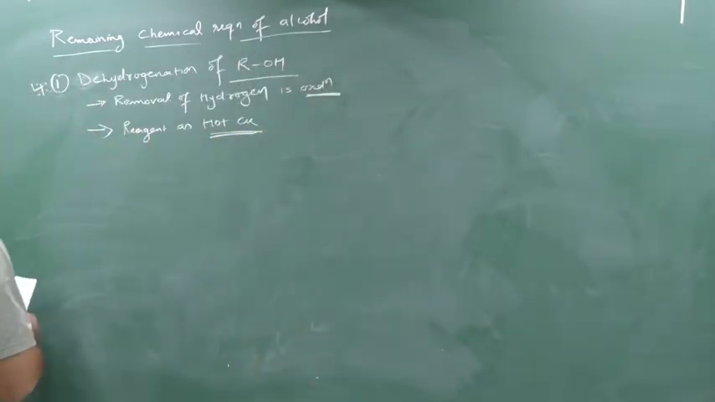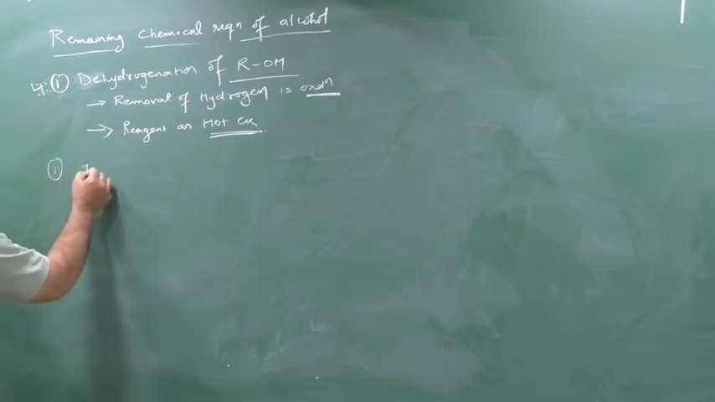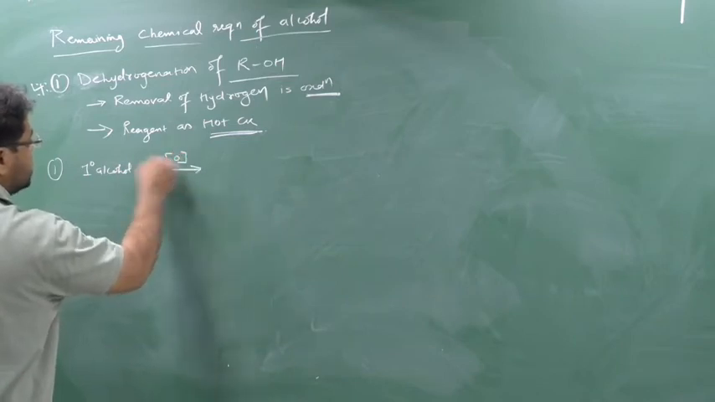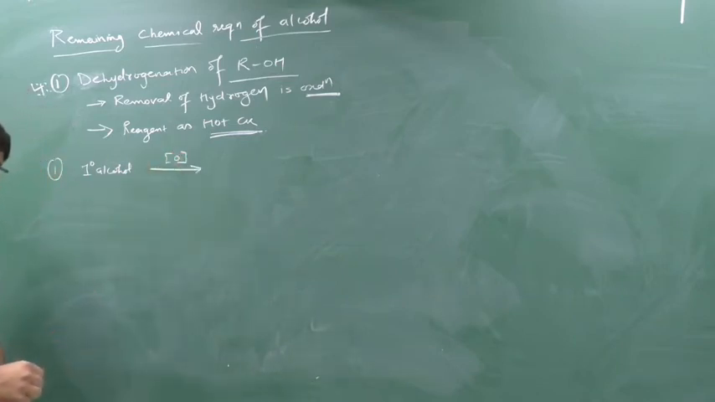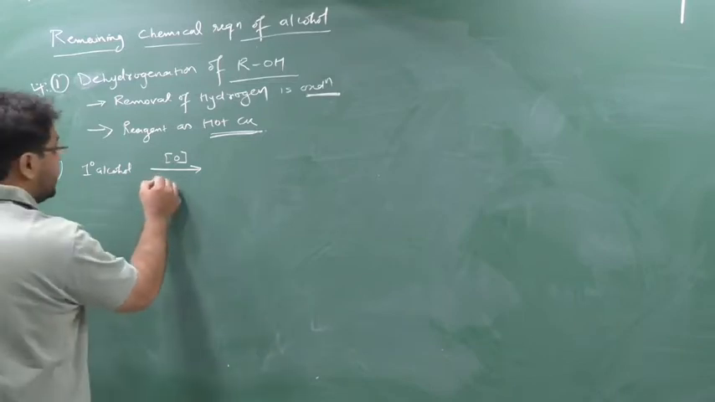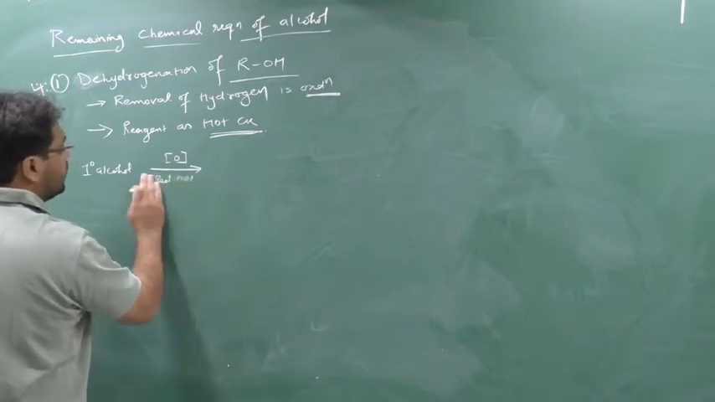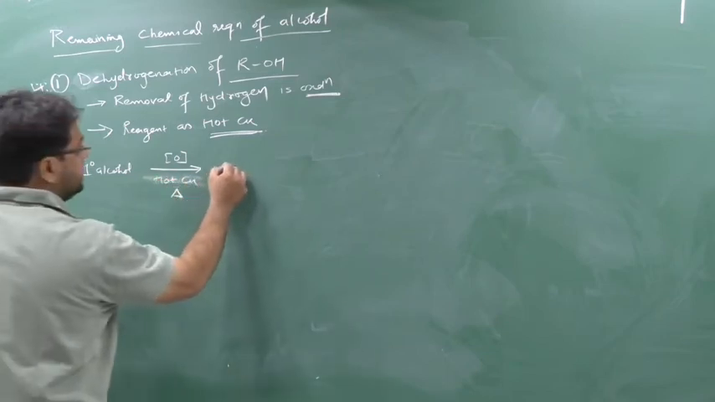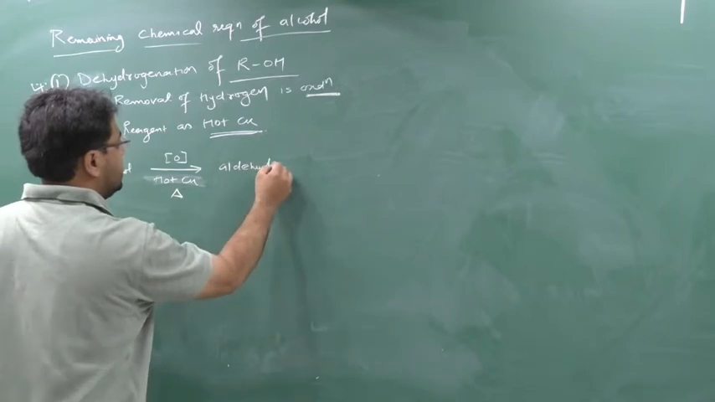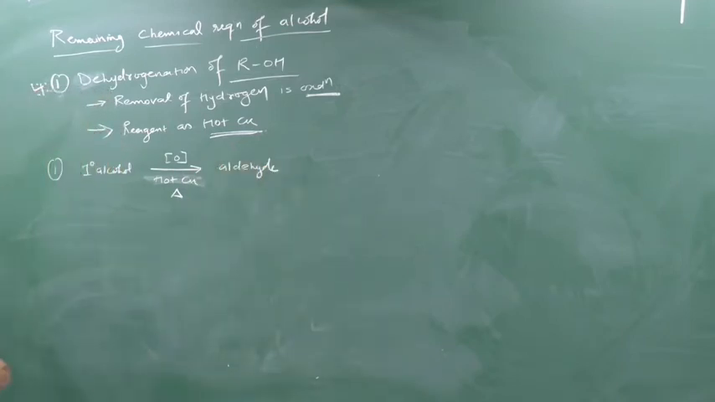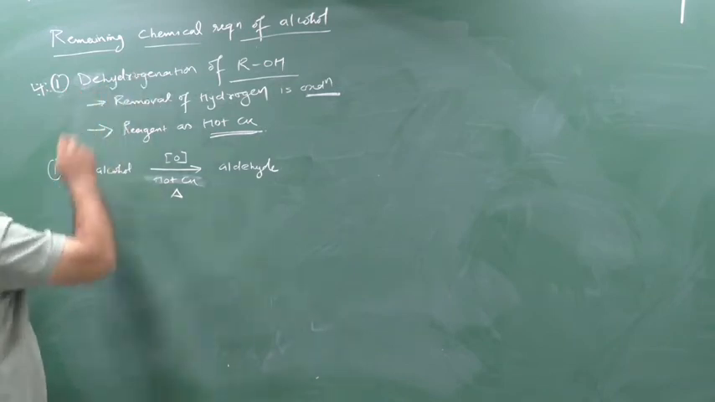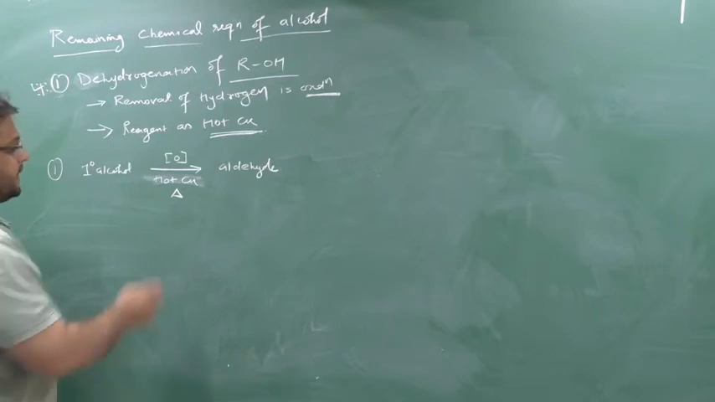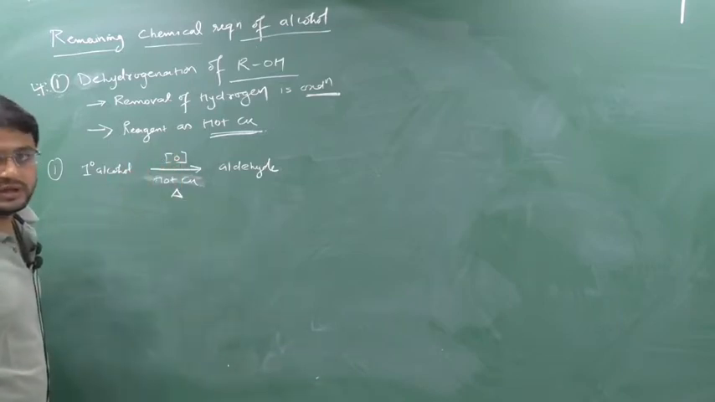See, first example I will take. If I take a 1 degree alcohol and do the oxidation, but not in the presence of PCC or chromic acid, in the presence of red hot copper, or you can also write only hot copper, I will obtain an aldehyde here. How? Check it out. This is a dehydrogenation, removal of hydrogen. Removal of hydrogen means oxidation. That's why I have shown the symbol of oxidation here, so that you can get the exact answer.